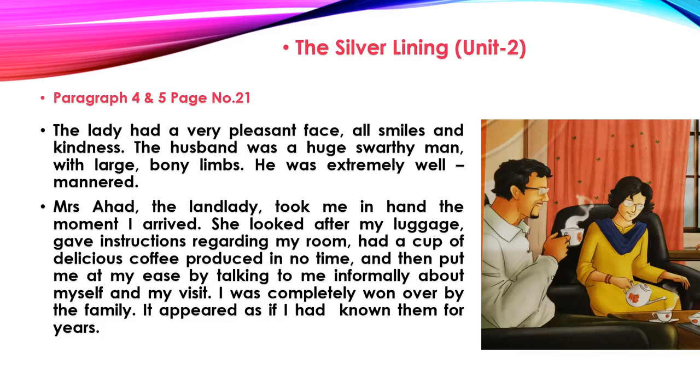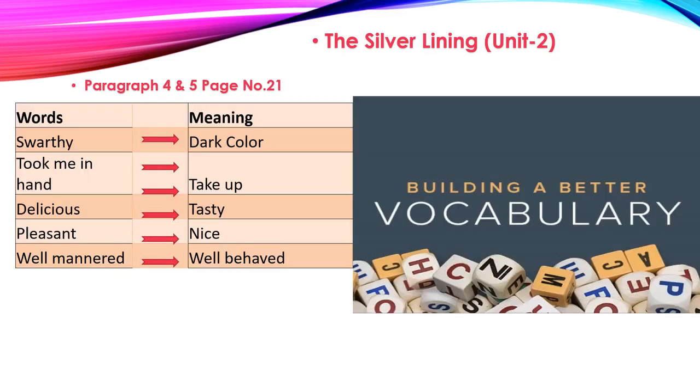Dear students, that was all about these paragraphs. Now let's have a look at the meanings of the difficult words. Swarthy, it means dark color. Took me in hand, it means take up. Delicious, it means tasty. Pleasant, it means nice. And well-mannered means well-behaved.